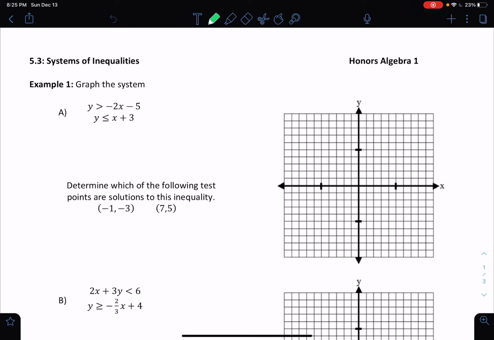First one is y is greater than negative 2x minus 5. So I'm going to start by doing the boundary line. I'm going to start at negative 5, and my slope is negative 2. So I'm going to go down 2 to the right 1, down 2 to the right 1, or up 2 to the left 1, up 2 to the left 1, and so on. Just going to give a couple more points, and then I'm going to connect the dots.